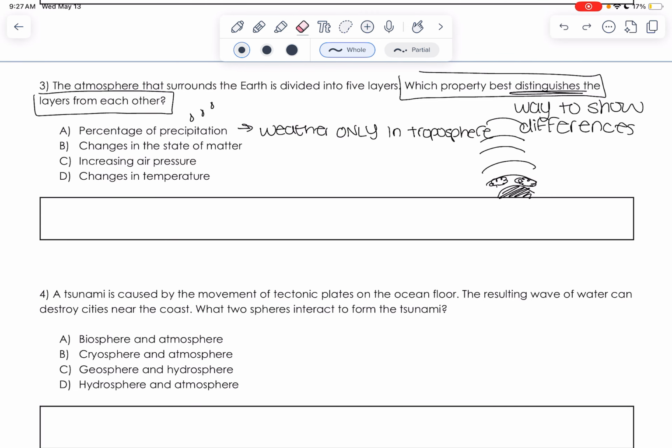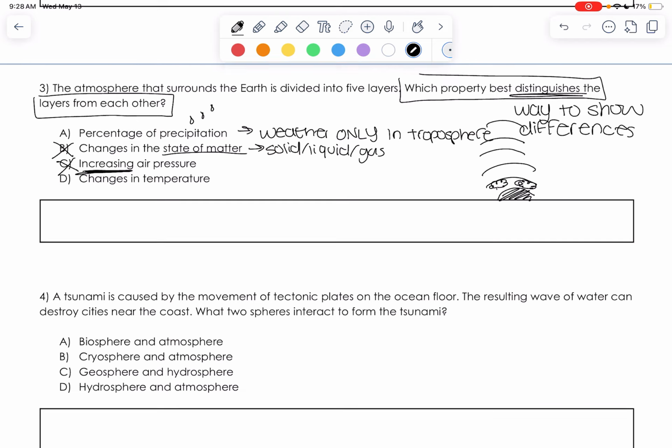B says changes in the state of matter. So state of matter is solid, liquid, gas. When I look at my 5 layers, do they change from solid to liquid to gas? No, they are all gas. So B is definitely wrong. C says increasing air pressure. I know that air pressure does not just increase as I go up. It increases as I go up in the troposphere, but it actually decreases in the next level, then increases again, then decreases, then increases again. So that one is wrong as well.